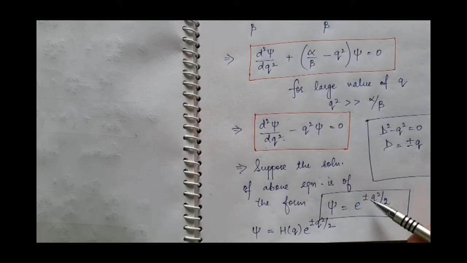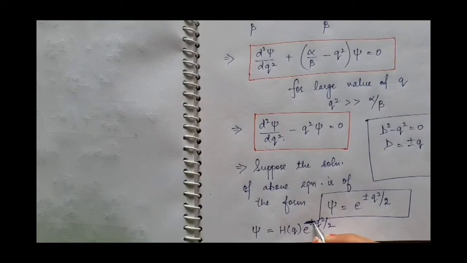Now out of these two solutions, we know that as the displacement from the mean position increases, x will increase, and with the increase in x, q will increase. But if you take psi is equal to e raised to power plus q square by 2, when x approaches infinity, then q will approach infinity, and e raised to power plus infinity means psi approaches infinity. So the wave function will not be acceptable corresponding to e raised to power plus q square by 2. So only e raised to power minus q square by 2 is acceptable.